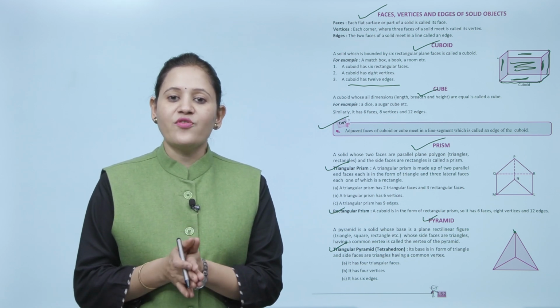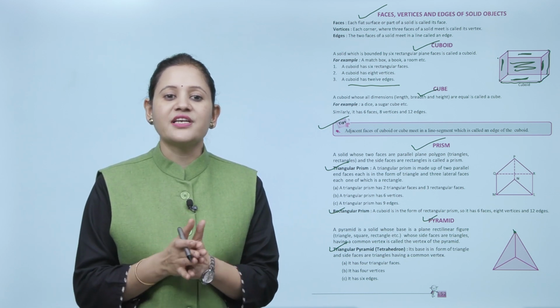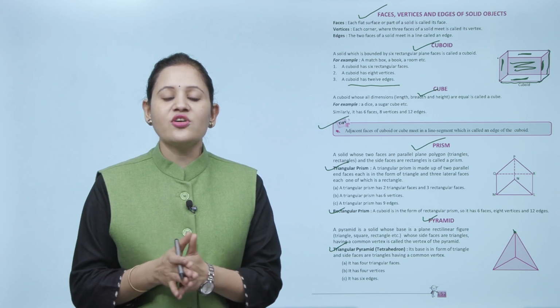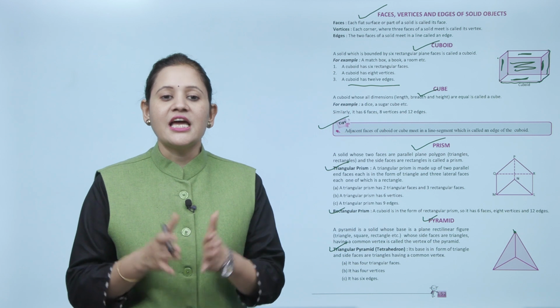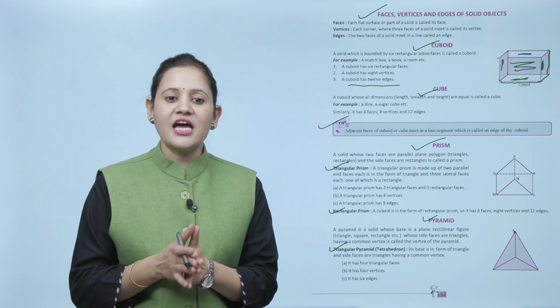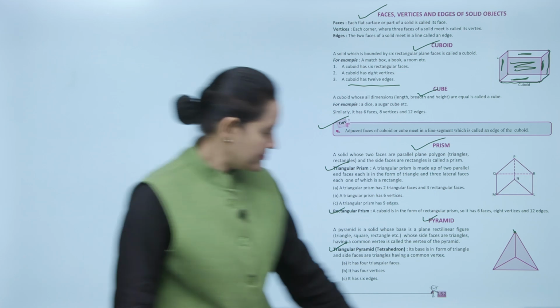Next is triangular pyramid or tetrahedron. Its base is in the form of a triangle and side faces are triangles having a common vertex. It has 4 triangular faces, 4 vertices and 6 edges.